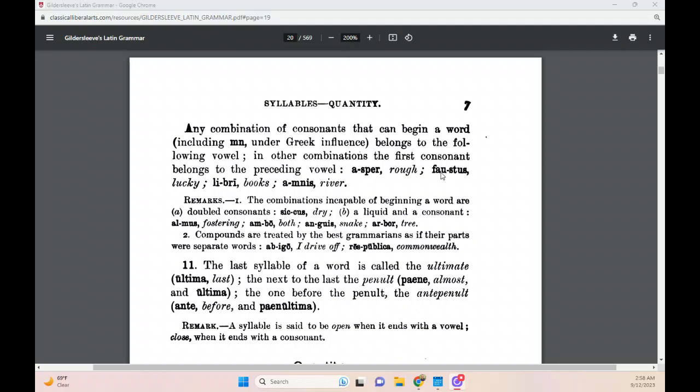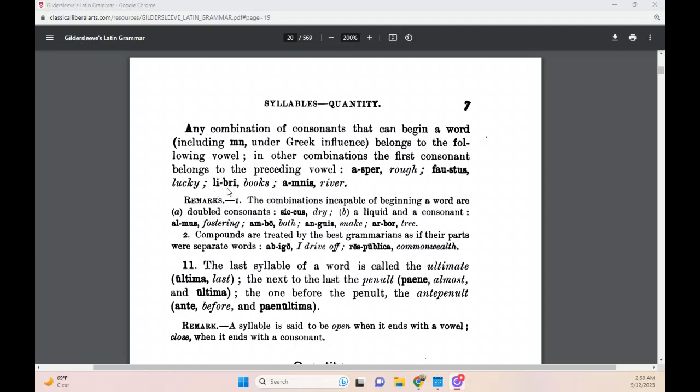So we have two vowels, but we don't divide the syllable between these two vowels because this is a special pair. This is a diphthong. It's just one syllable, fau. Then we've got two consonants, but because they're a pair of consonants that can begin a word, we keep them together and move them to the second syllable. So we have fau, stus.